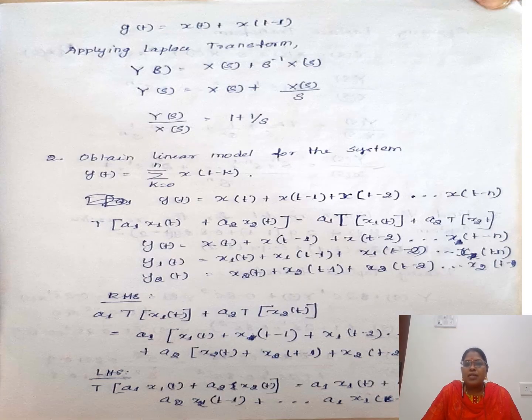So here we have an example for checking the linear model. This is the problem: y equals 0 to n x of t minus k. First you expand this and check the linearity. I'm considering the first one as y1 of t and y2 of t. Then find what is y3 of t. After finding that, find what is y4 of t and check whether both y3 and y4 are equal. If they are equal, then we can say that the system is linear.